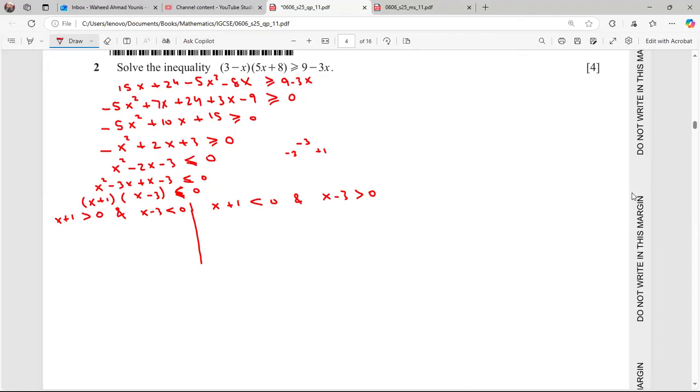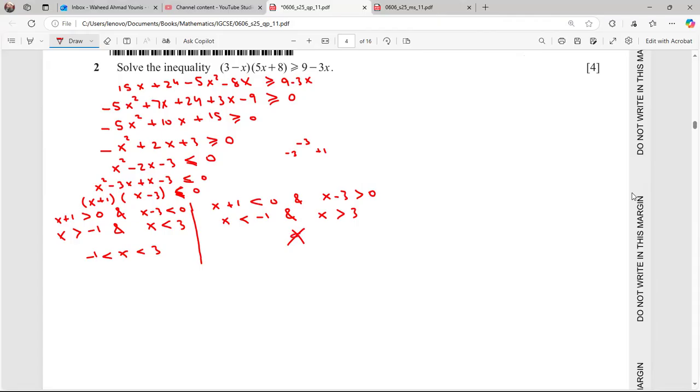Okay, so this will give me x is greater than minus 1 and x is less than 3. So x is between minus 1 and 3. Makes sense. And this is giving me x is less than minus 1 and x is greater than 3. So this is giving no possibility. There's no real number which is less than minus 1 and greater than 3. So this is giving no solution.